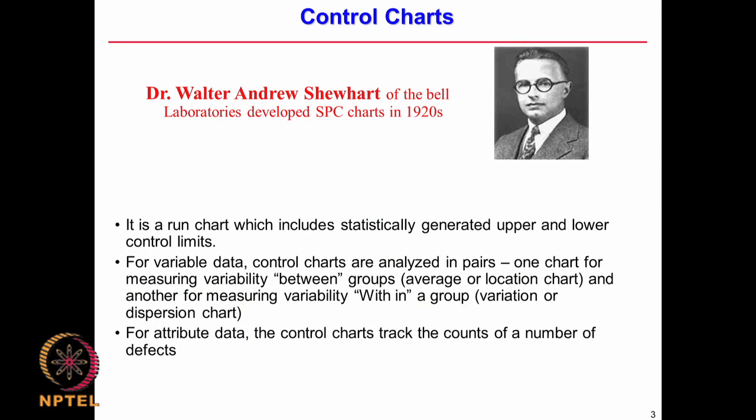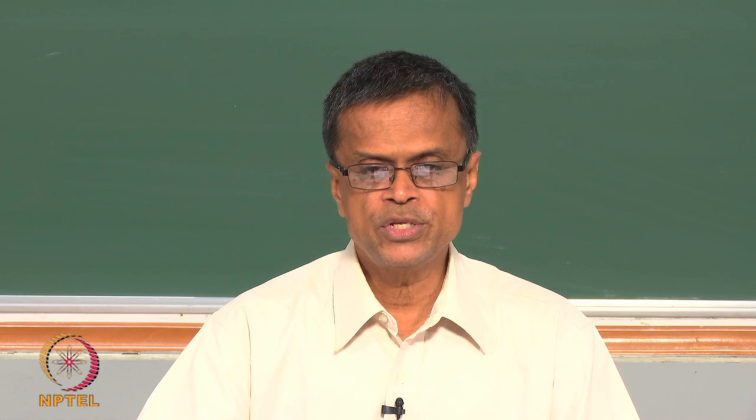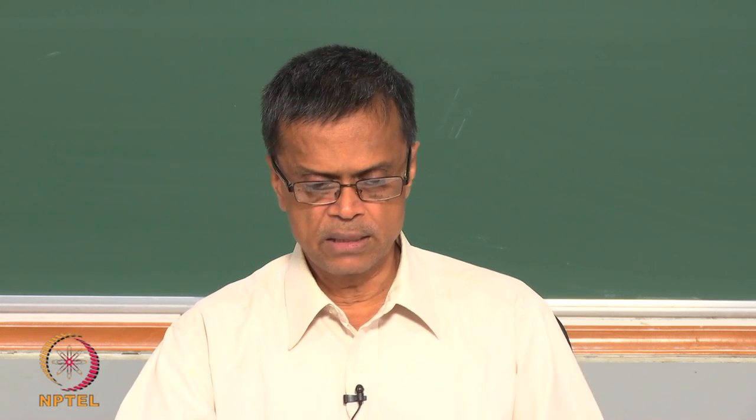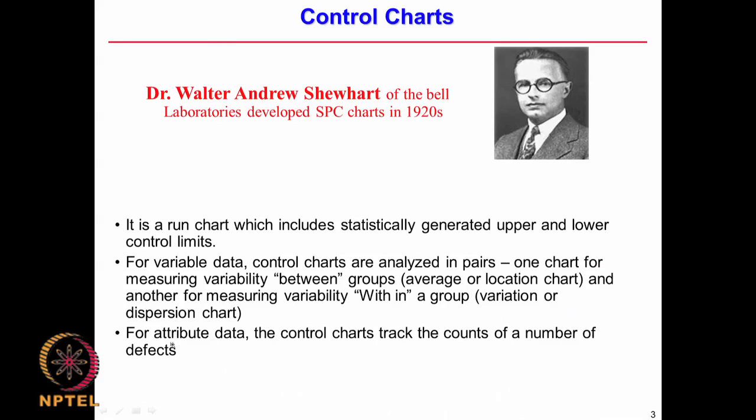If tomorrow I am getting a 10 and 10.3, the average will be 10.15 and the variability will be 0.3. Like that I keep plotting. For attribute data, it is yes, no and that sort of thing. A control chart tracks the number of defects.